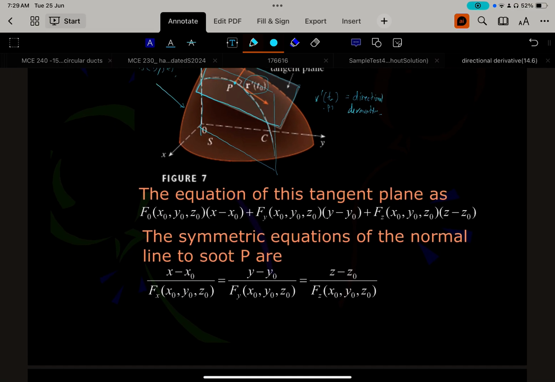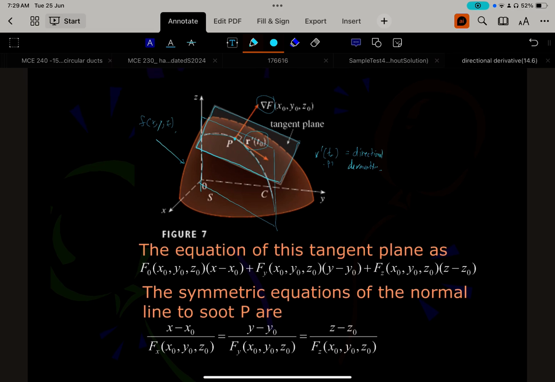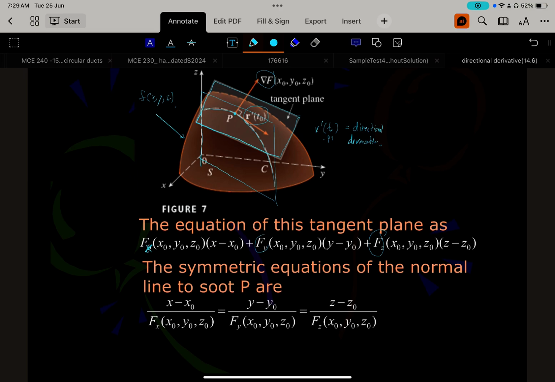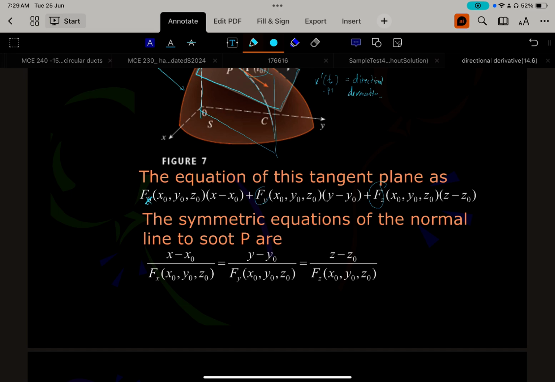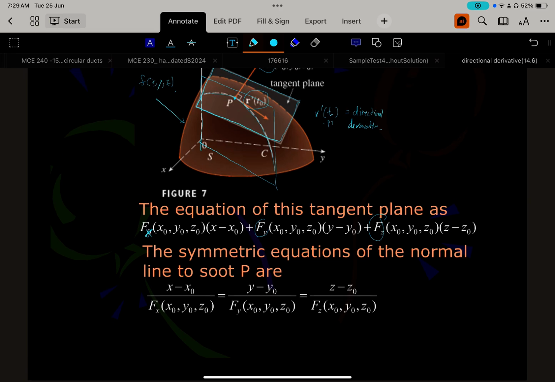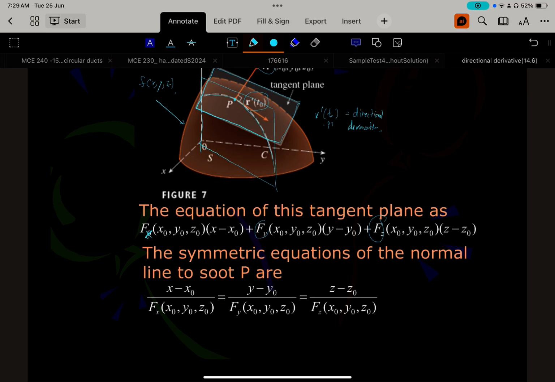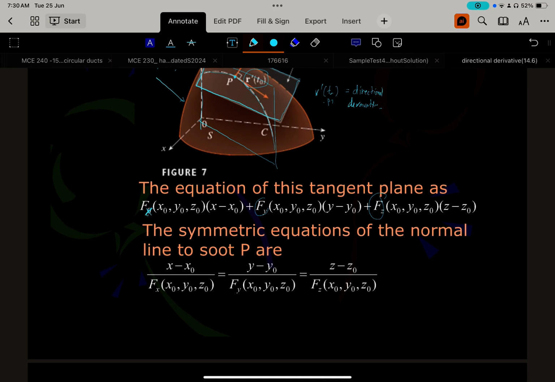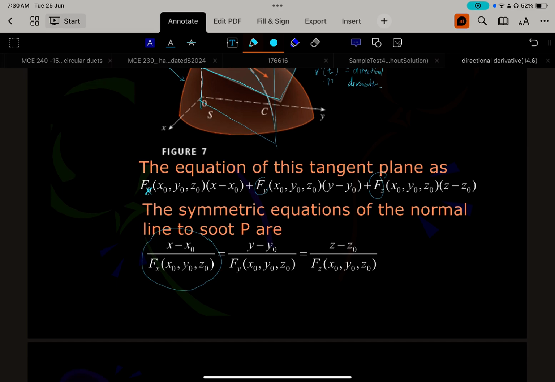So the equation of this tangent plane is okay, yeah. And if we want to find the equation of the tangent plane, we can say f sub x at x naught, y naught, z naught, times x minus x naught, plus f sub y, the partial derivative with respect to y, at x naught, y naught, z naught, times y minus y naught, and f sub z at x naught, y naught, z naught, times z minus z naught. And also we can find the symmetric equation of the normal line. Yeah, this is the symmetric equation of the normal line.